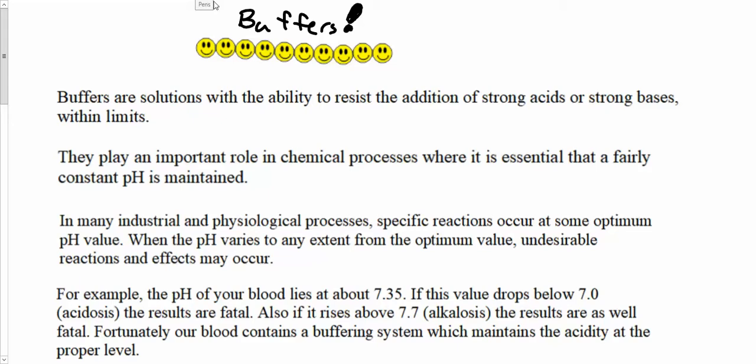Alright, let's talk about buffers. As soon as I get my pen action up here. There we go. Okay, I'm going to write in red.